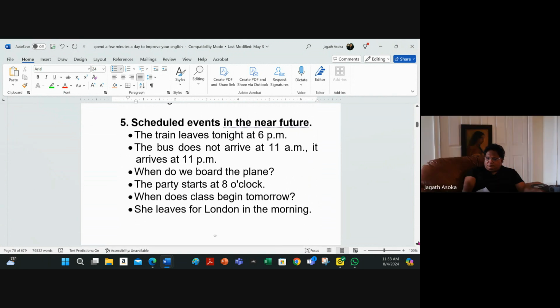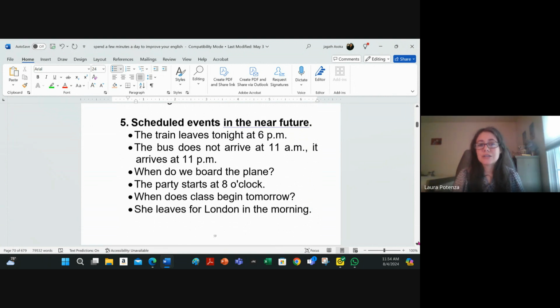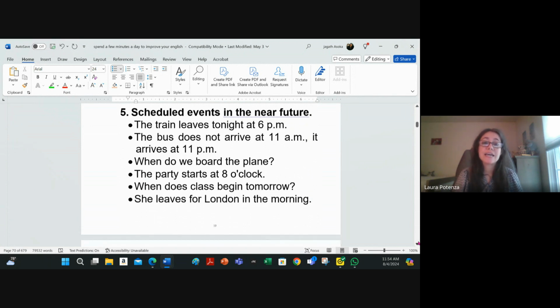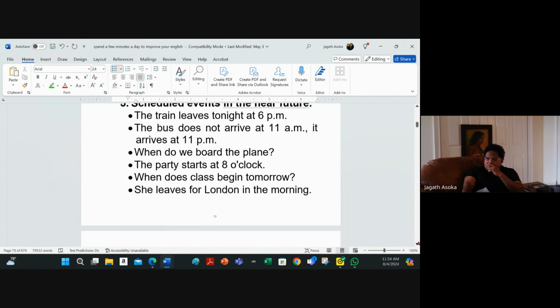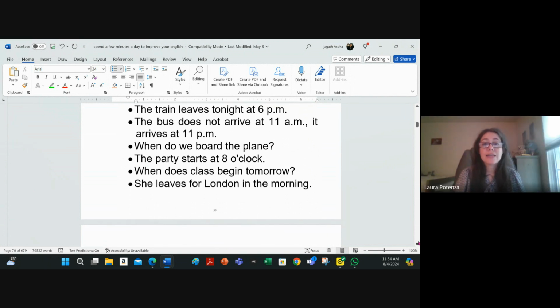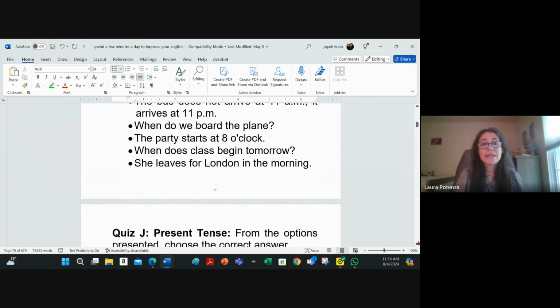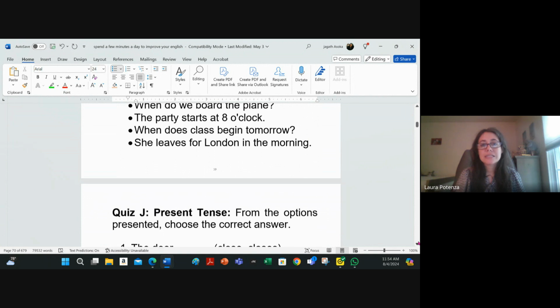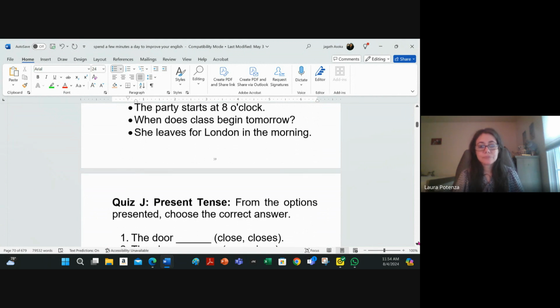Fifth is if it's referring to scheduled events in the near future. The train leaves tonight at 6 p.m. The bus does not arrive at 11 a.m. It arrives at 11 p.m. When do we board the plane? The party starts at 8 o'clock. When does class begin tomorrow? She leaves for London in the morning.